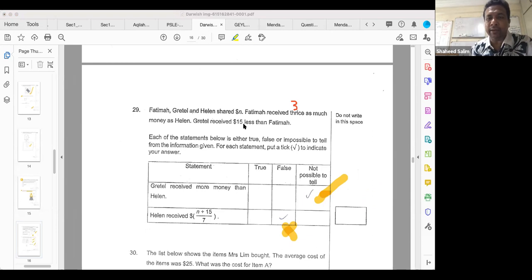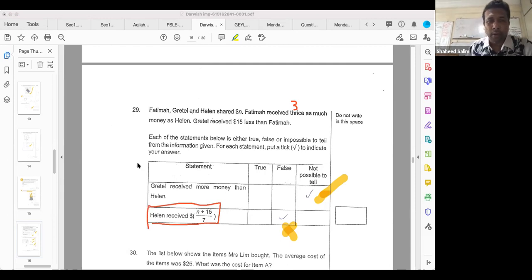Okay, Gretel received $15 less than Fatima. And all of them received N. Gretel received more money than Helen. Let us see, is it true? Gretel received more money than Helen. We do not know, right? So you are correct. This is correct. Now they ask you how to find Helen's amount.